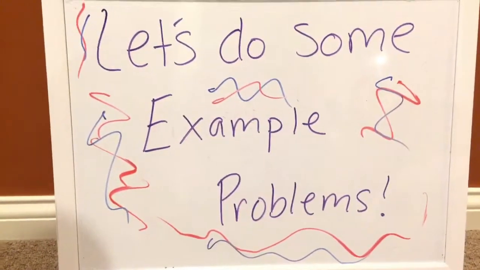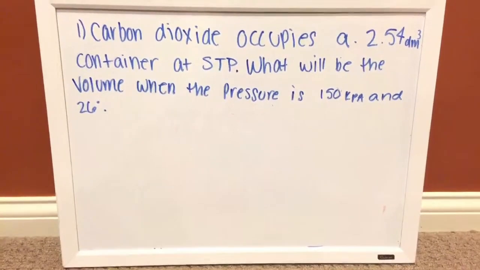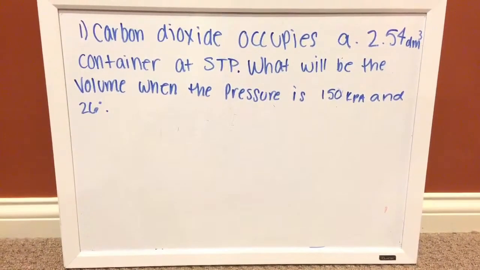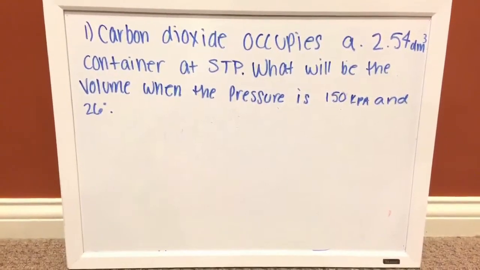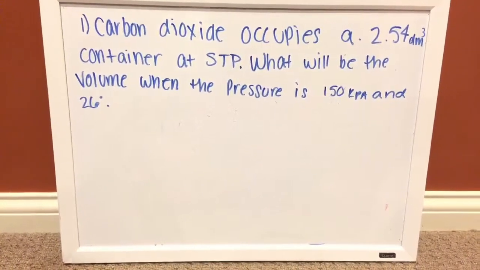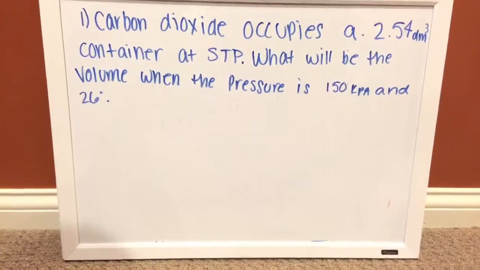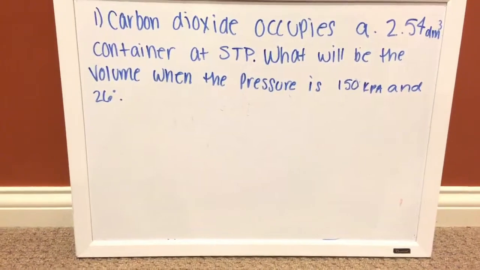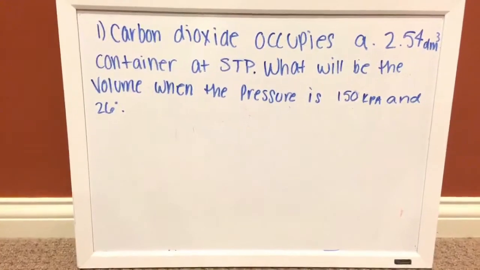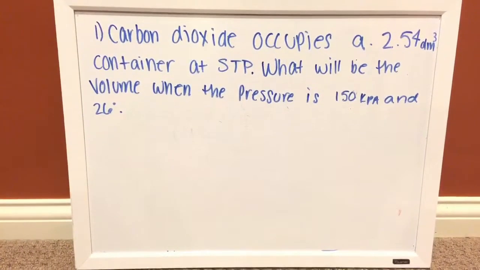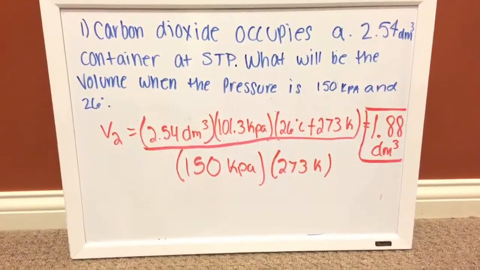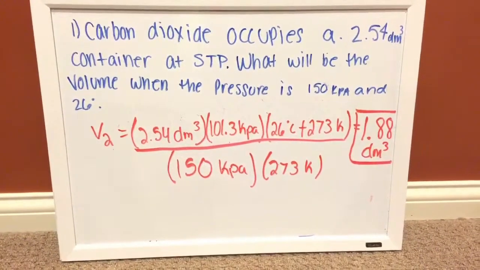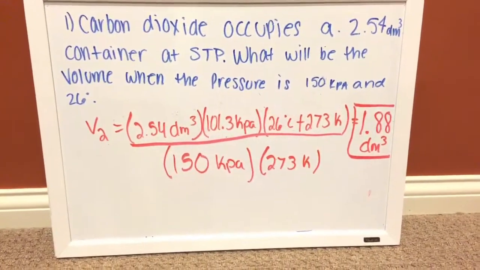Let's do some example problems. Carbon dioxide occupies a 2.54 dm cubed container at STP. What will be the volume when the pressure is 150 kPa and 26 degrees Celsius? Take a minute to pause this video and figure out what your answer is. Your final answer should be 1.88 dm cubed.